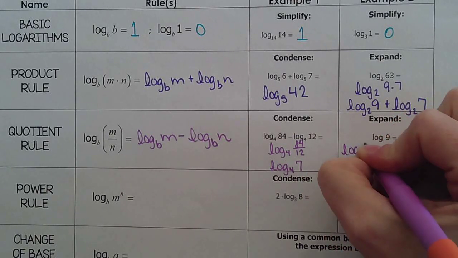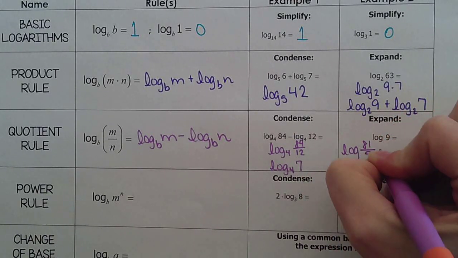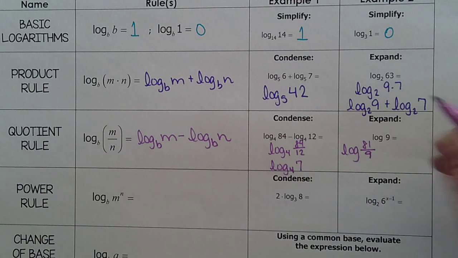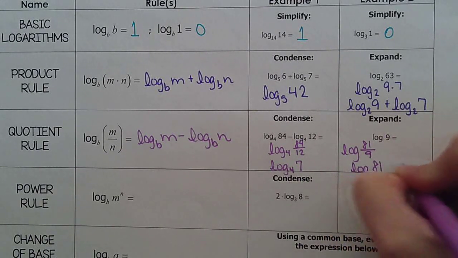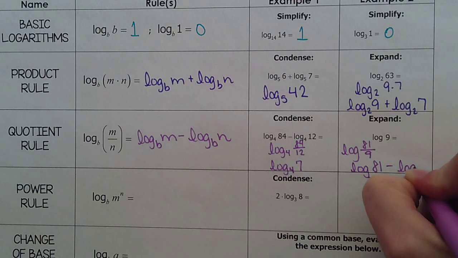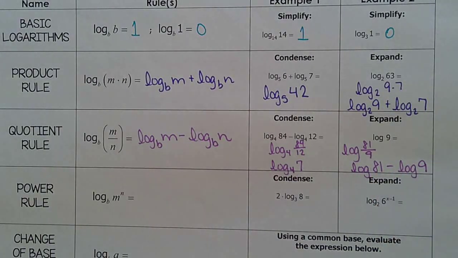So I have log of 81 divided by 9. And now I'm going to break it into that subtraction problem. So log of 81 minus log of 9. And notice on this one, remember, if your log doesn't have a base, it's base 10. If it's base 10, you have a button in your calculator that solves it for you. So if you were evaluating that, you would just push the log button and the number 9 and you'd be done with it.